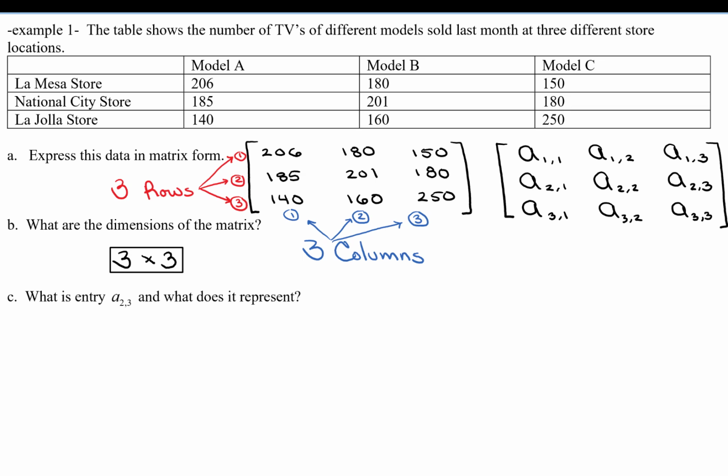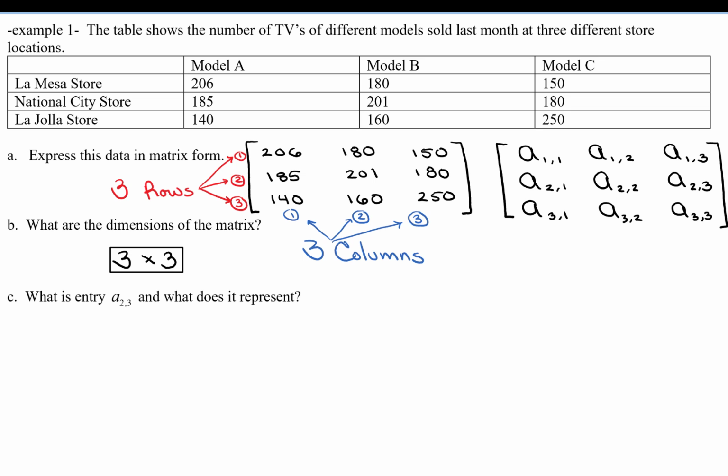So then that means for part C, where it says what is entry A23 and what does it represent, we are going to be looking at our matrix in row 2 under column 3. And if we look there, we're going to see that the number 180 is going to be in that spot. We could also compare the 2 matrices that I just wrote down here.